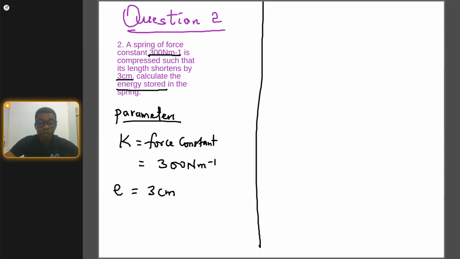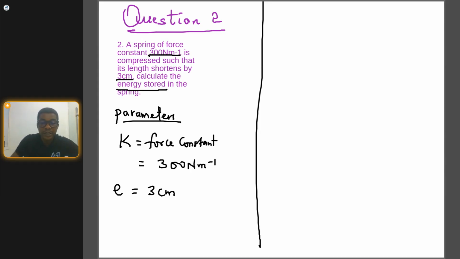So I'm going to ask, what is 3 centimeter in meter? We've done the first one the other time by converting 4 centimeter to meter. Now I want you to do this for me. What is 3 centimeter in meter? I need your response in the chat box.